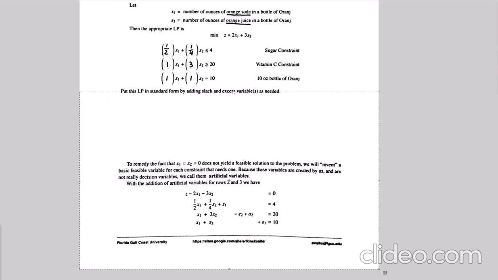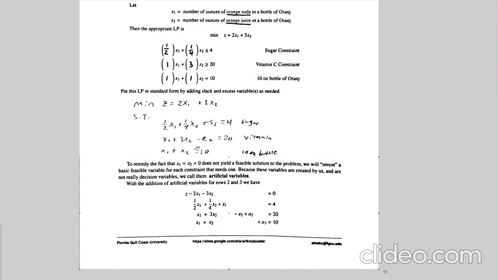Okay, so then we need to add slack and excess variables where they go. So if it's a less than, you put a slack. If it's a greater than, you minus off an excess. And it's going to look like this. So that's our LP.